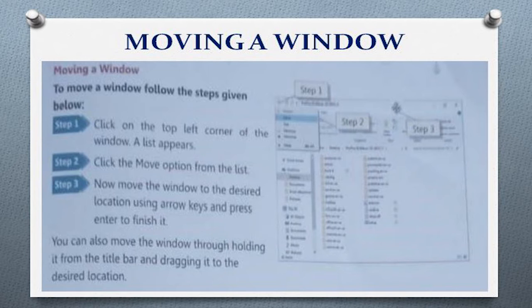Next one is how to move a window. To move a window, follow the steps given. Click the top left corner of the window, a list appears. Then click the move option from the list. Now move your window to the desired location using the arrow keys and press enter to finish it. You can also move the window by holding it from the title bar and dragging it to the desired location. That means there are two ways we can move the window. First method is by using the arrow keys from the keyboard, and second one is by using the mouse pointer, by left clicking, dragging and holding it, and leaving it in the desired location.